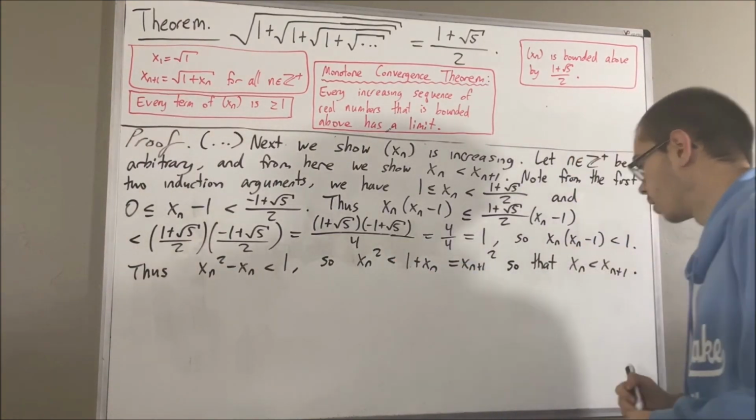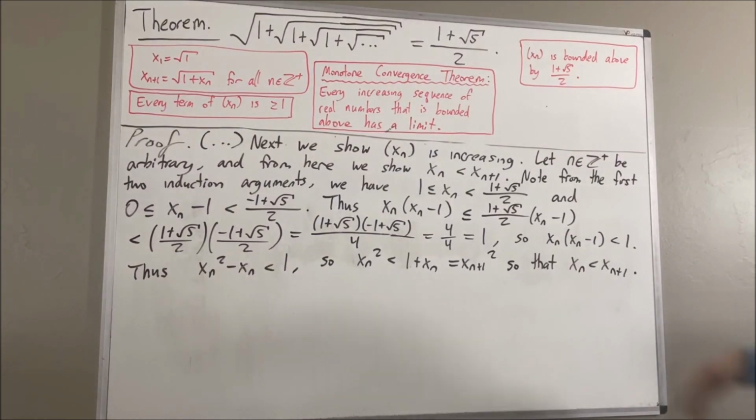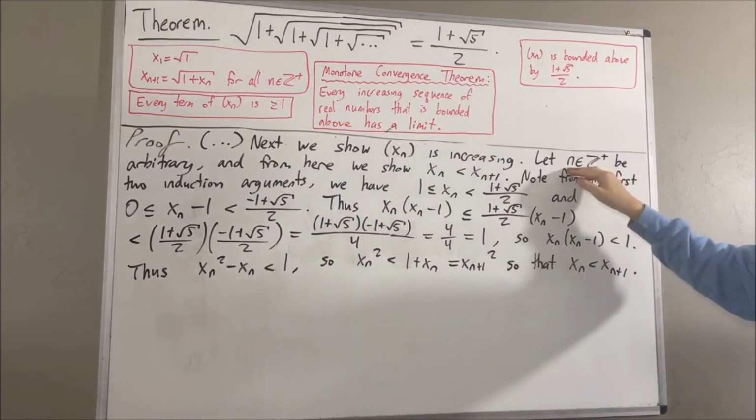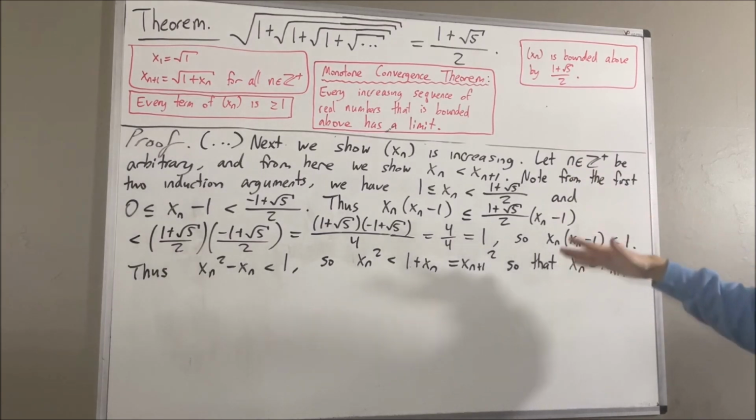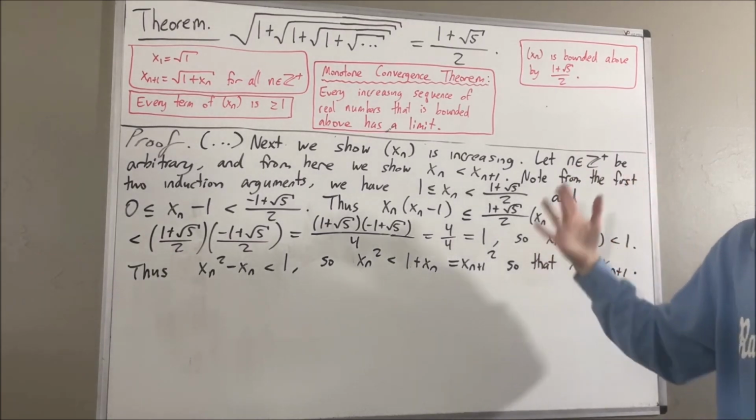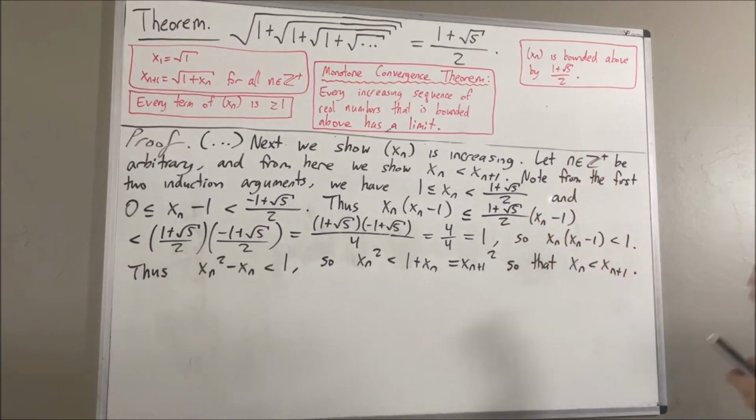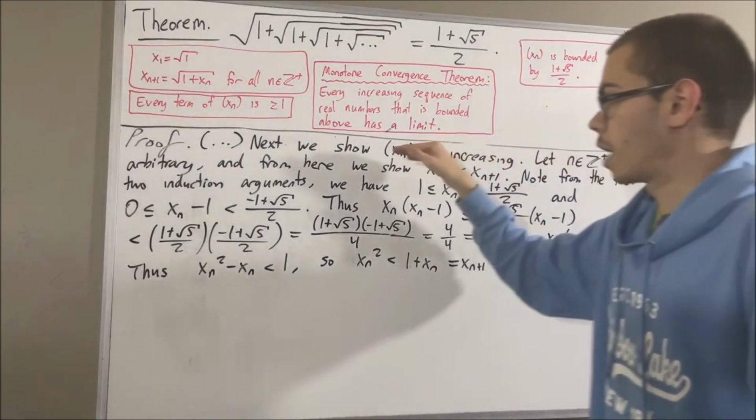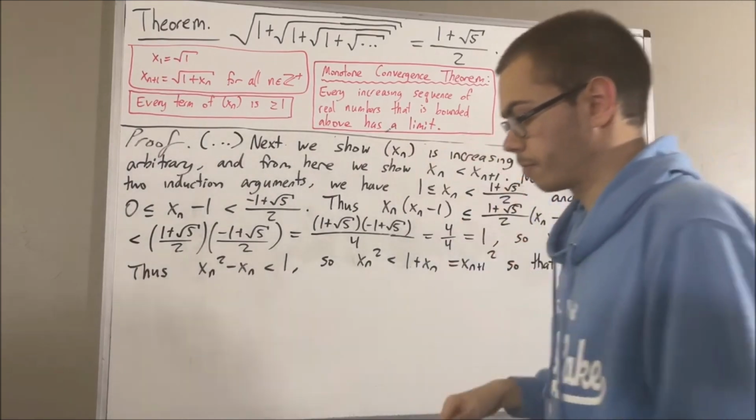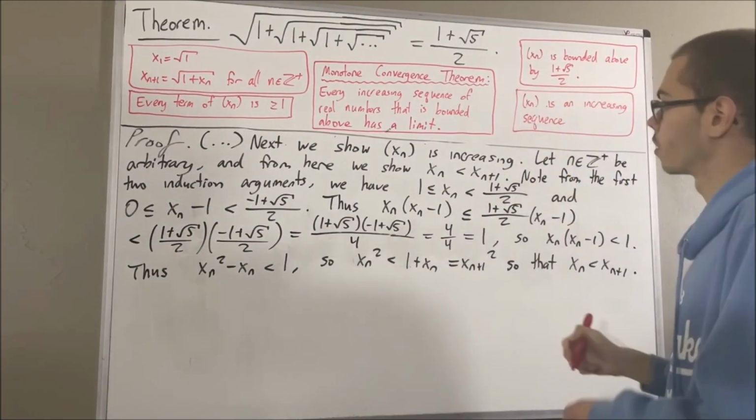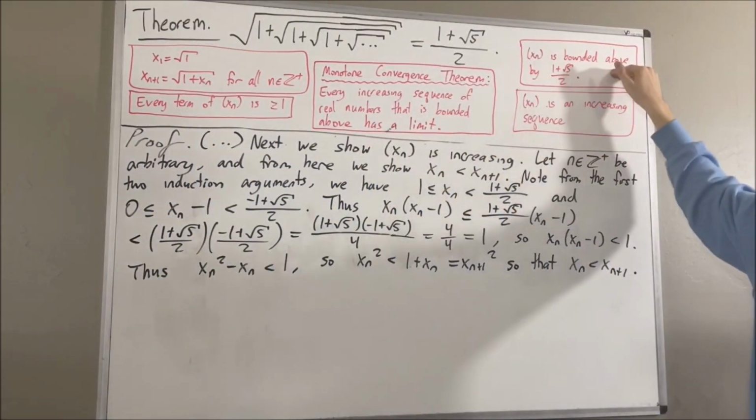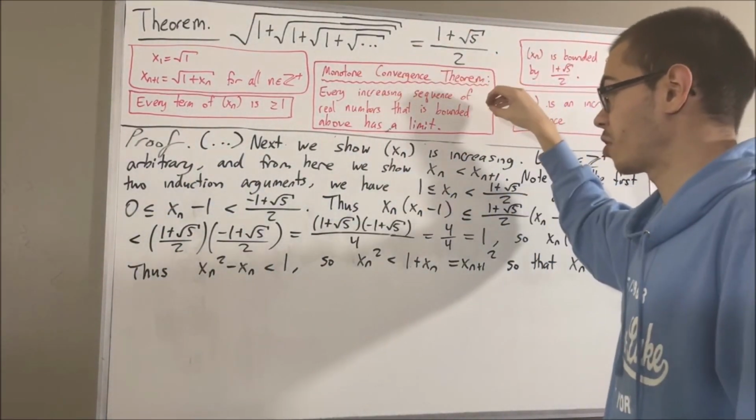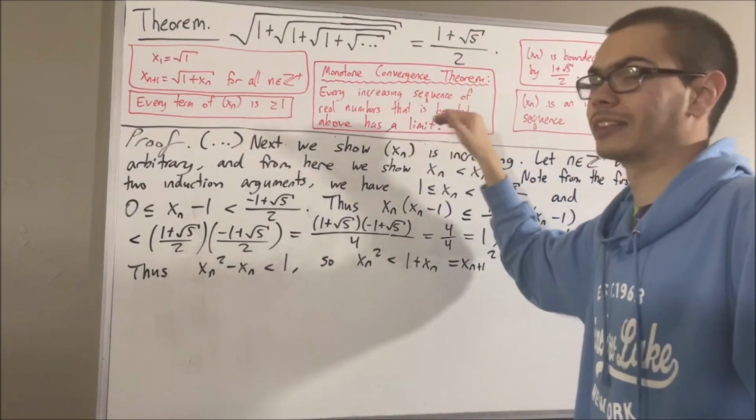So, we have shown, given any positive integer n, we have xn is less than xn plus 1. And so that establishes x1 is less than x2, which is less than x3, which is less than x4, and so on and so forth. This shows that our sequence xn is strictly increasing. And now that we know that our sequence is increasing and bounded above, we can apply the monotone convergence theorem to say that our sequence has a limit.